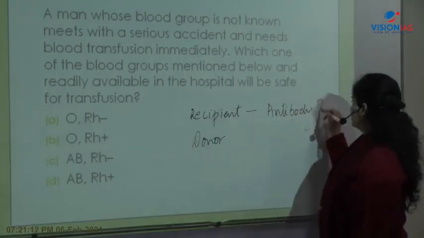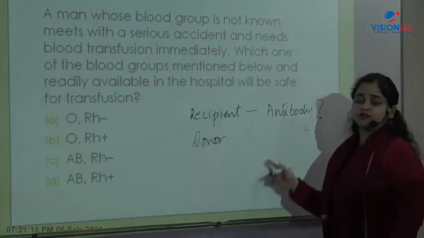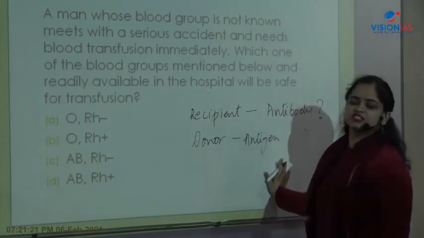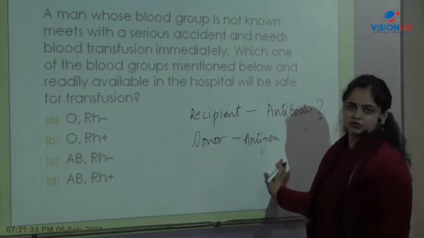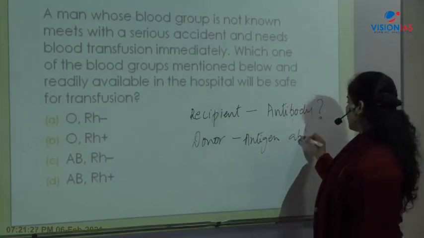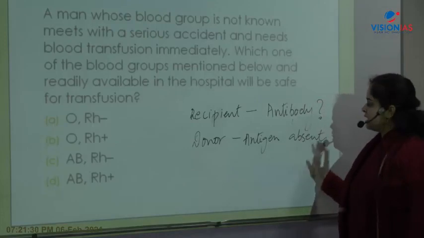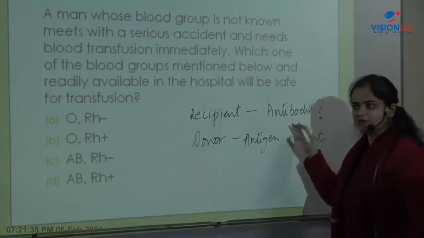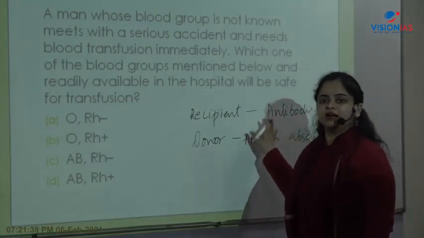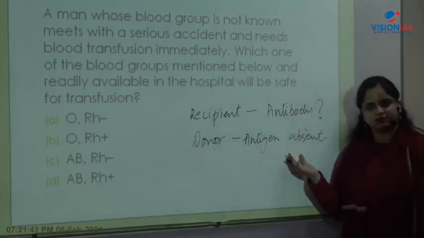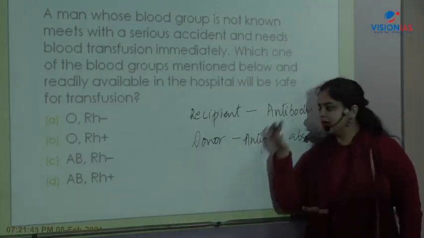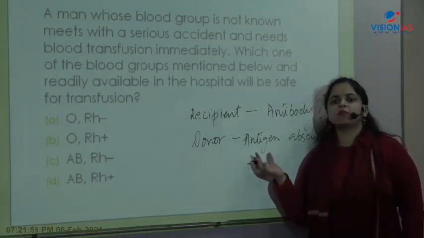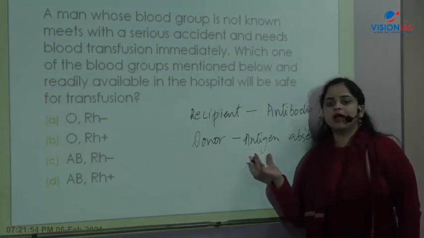Now because the antibody is not known to us, in order for the transfusion to go through, we have to find a blood group which does not have any antigen. We need a condition where antigens are absent, because if antigens are absent, it will not make a difference whatever antibodies are there. Irrespective of the antibodies, the blood transfusion will go through because there are no antigens. For a reaction to take place, you need both things, right? Antibodies and antigens, both you need.